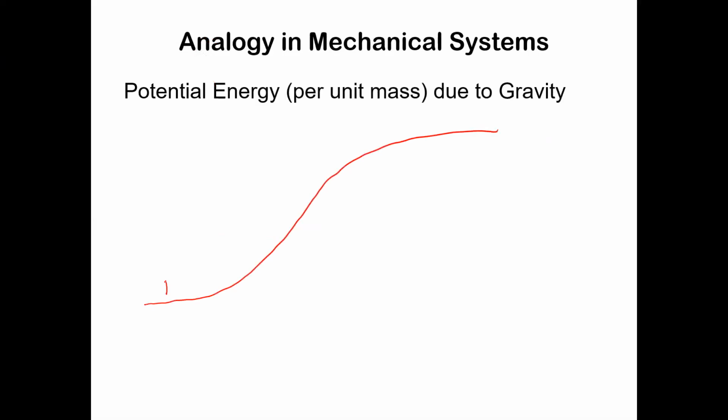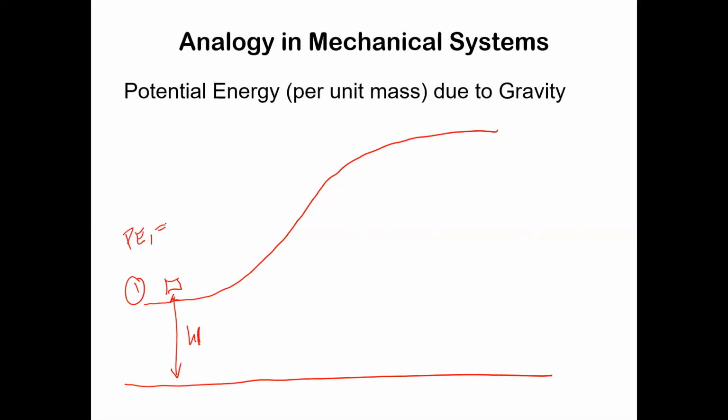So if you have a mass here at point 1, and it's some height h1 off of the ground, it has a potential energy at point 1 of mg h1. And if you take that same mass and move it up a hill, to point 2 here, it now has a height of h2. And the potential energy at this point is mg h2, right?